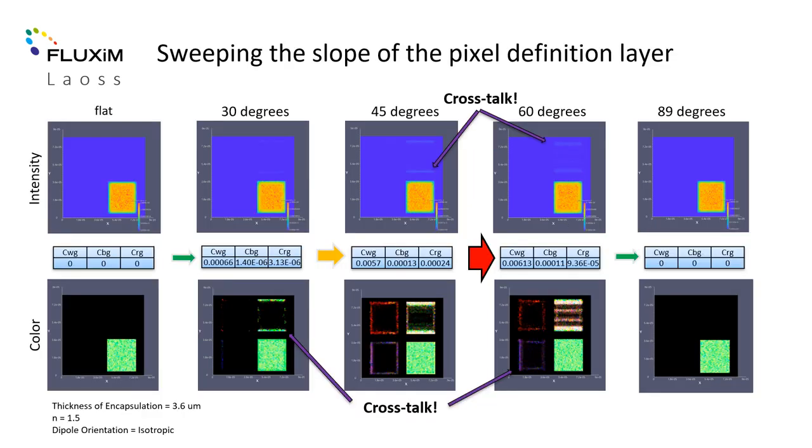Here we see the XY plots of intensity and color as a function of the angle between the PDL and the OLED pixel. The crosstalk can be seen predominantly at the edges of the neighboring pixels. The intensity map is used to quantify the light leakage as the ratio between the intensity of the adjacent pixels divided by the intensity of the green pixel. Interestingly, the crosstalk is highest for a slope of 45 to 60 degrees.